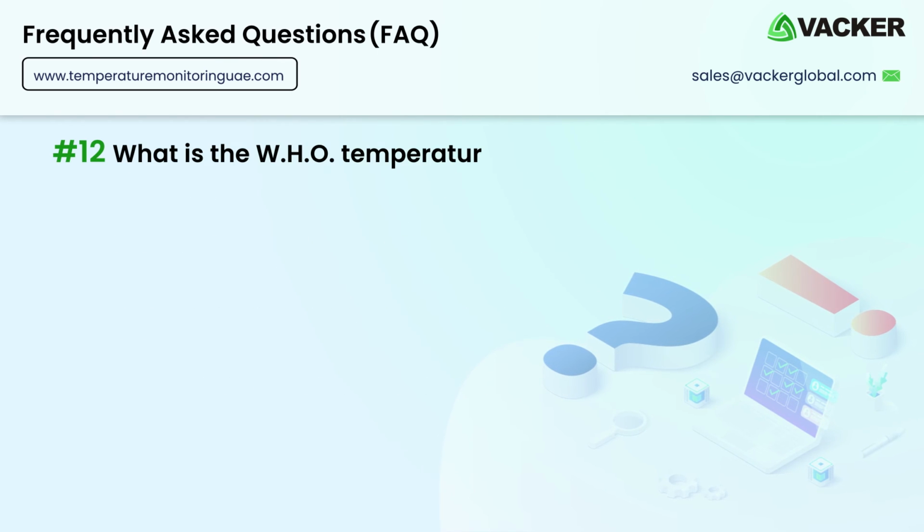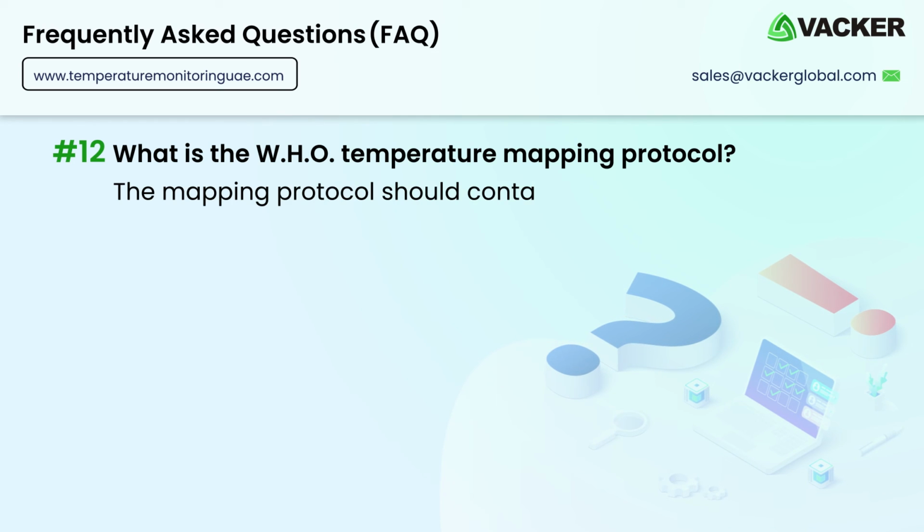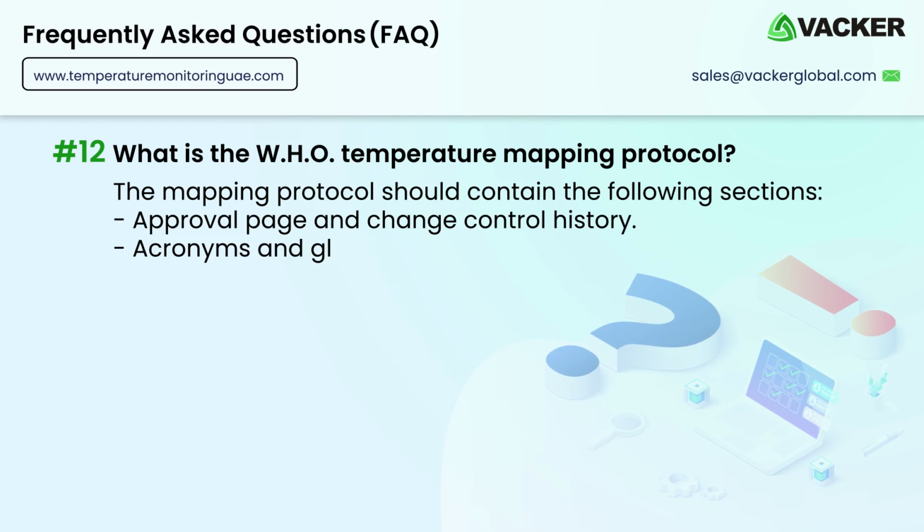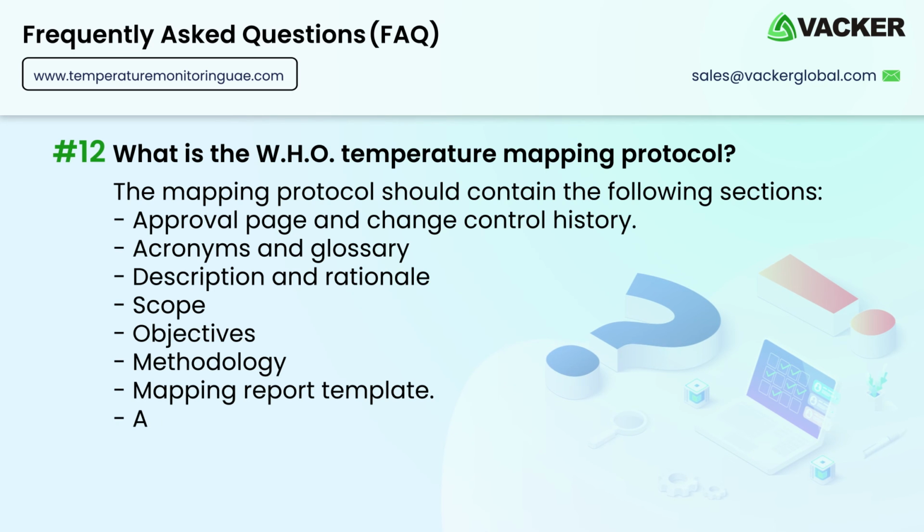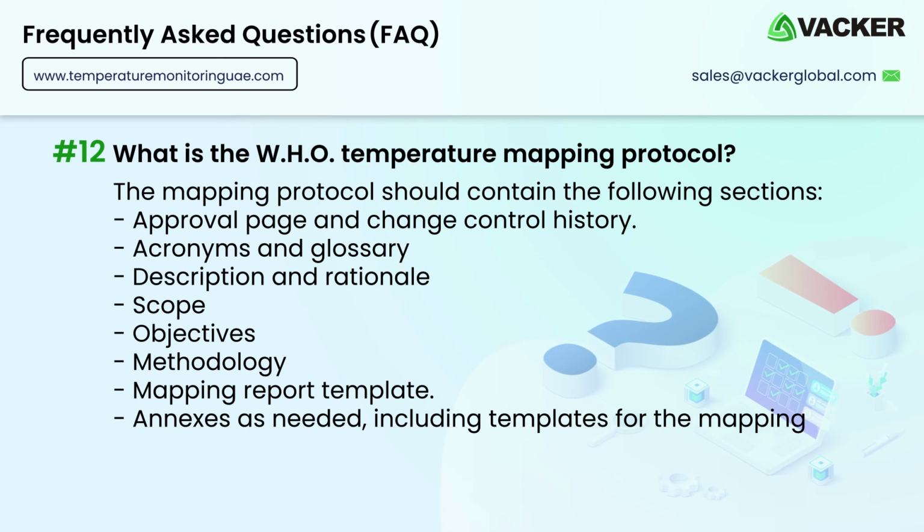What is the WHO temperature mapping protocol? The mapping protocol should contain the following sections: approval page and change control history, acronyms and glossary, description and rationale, scope, objectives, methodology, mapping report template, annexes as needed, including templates for the mapping report.